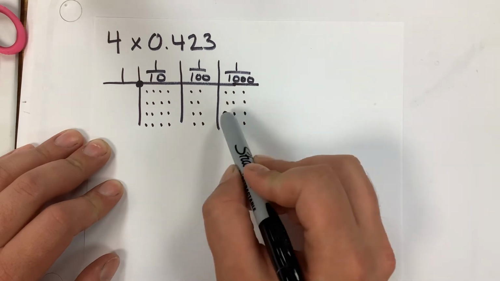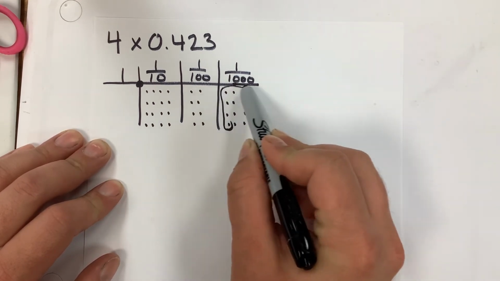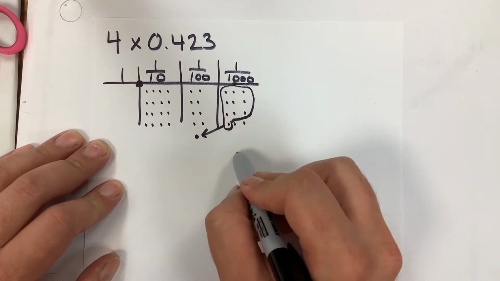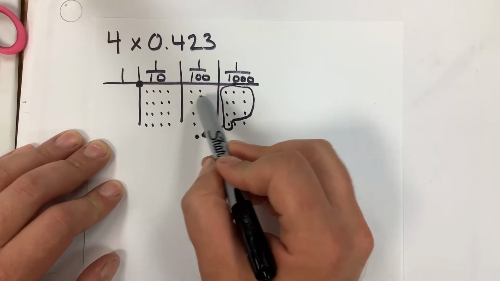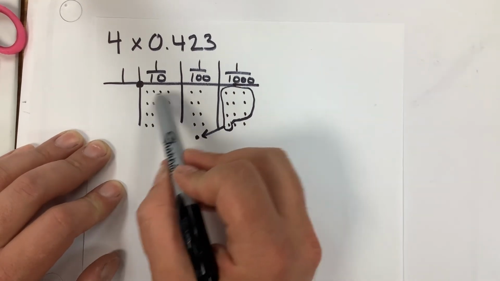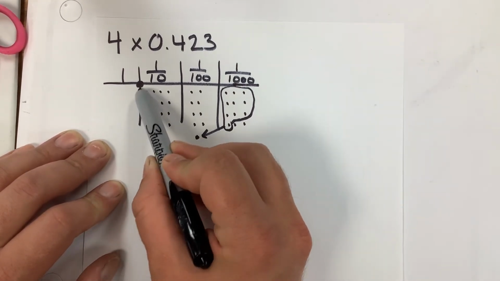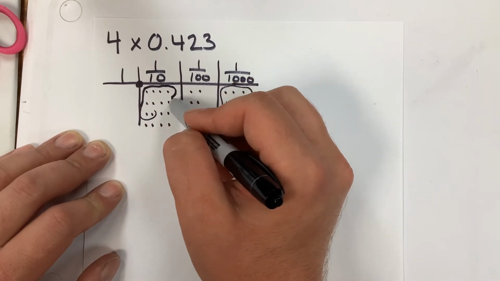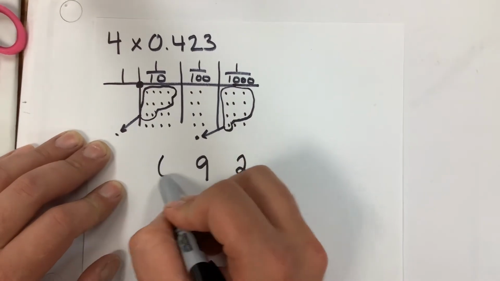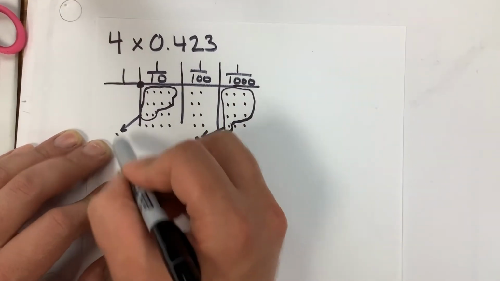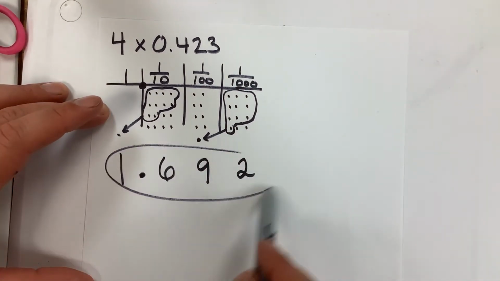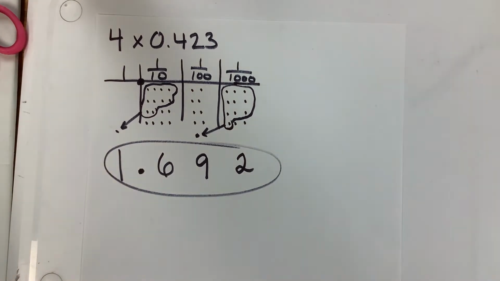1, 2, 3, 4, 5, 6, 7, 8, 9, 10. Bundling you, moving you over. How many are left? 1, 2. 1, 2, 3, 4, 5, 6, 7, 8, 9. I don't need to do any bundling. Good. 1, 2, 3, 4, 5, 6, 7, 8, 9, 10. Oop, I got a bundle. Leaves me with 1, 2, 3, 4, 5, 6. Decimal, and 1, 1. So 4 times 423 thousandths gives me 1 and 692 thousandths.